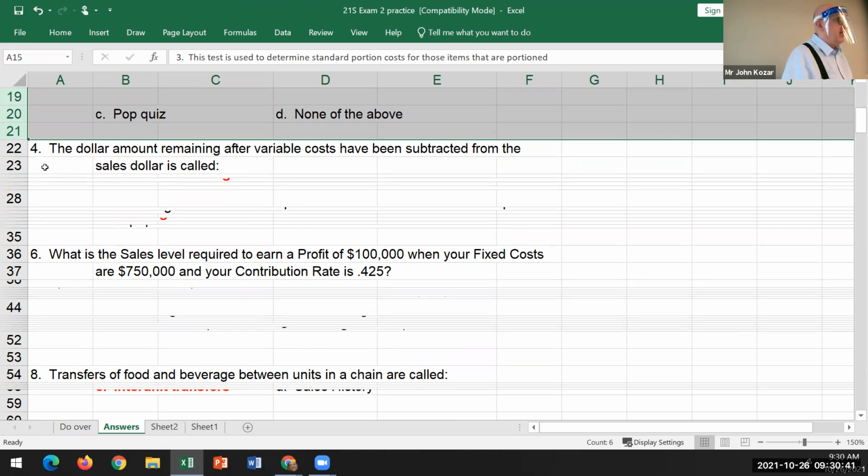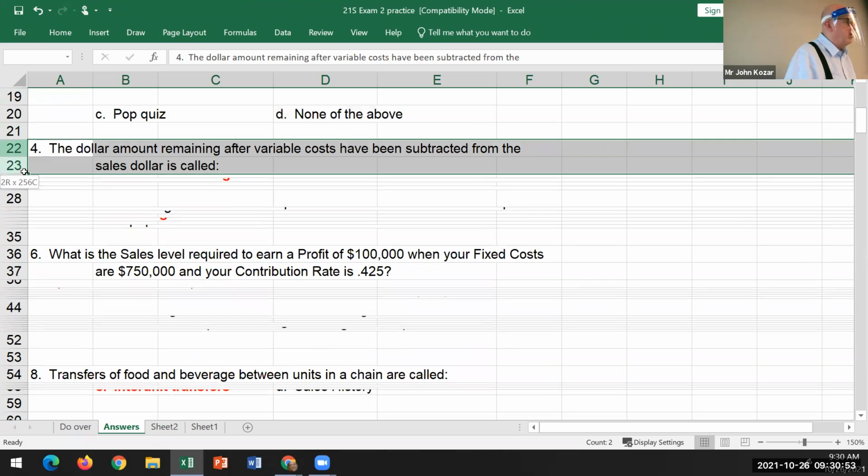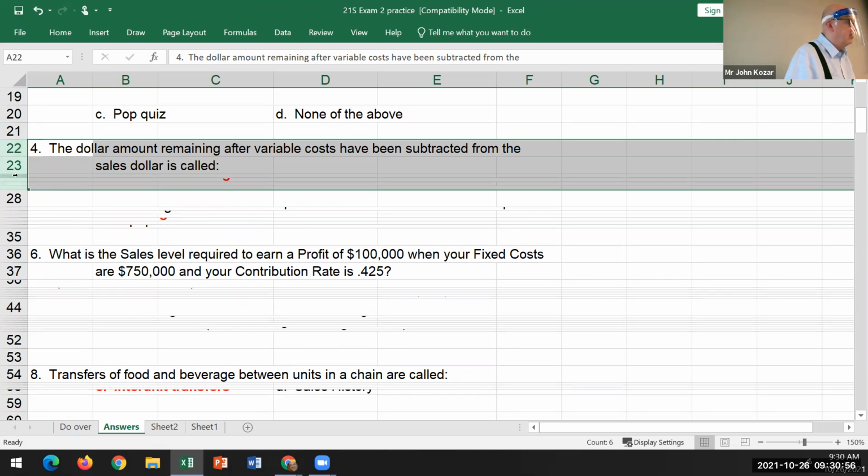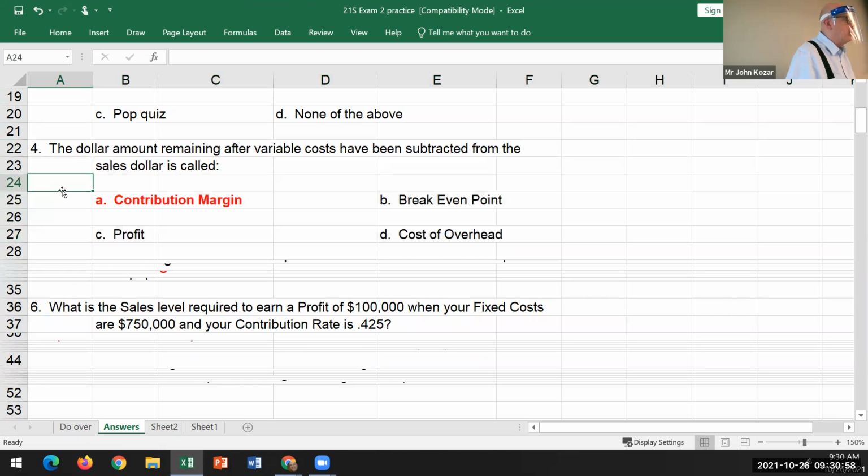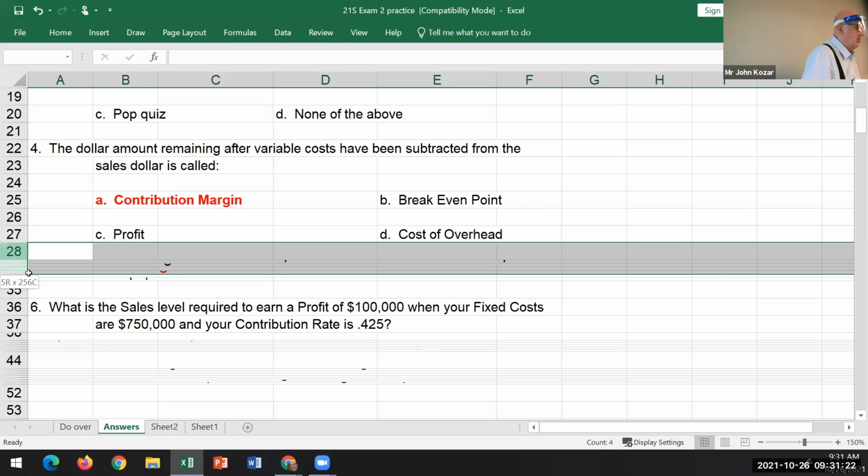The dollar amount remaining after variable costs have been subtracted from the sales dollar is called not profit. That's your contribution margin. It's going to go towards your fixed costs plus your profit. This test is used to determine standard portion costs for those meat items that are portioned after cooking. Cooking loss test.